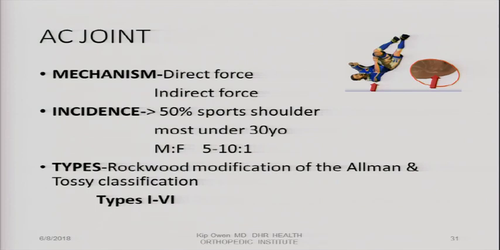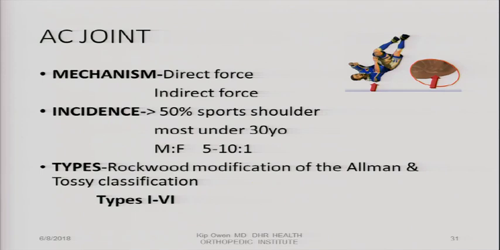The AC joint can also be injured by indirect force, and usually these are more chronic injuries. These occur in weightlifters who try to lift massive loads. The minimal amount of motion that occurs at the AC joint actually can stress those ligaments enough to develop a chronic use injury within the ligaments themselves.